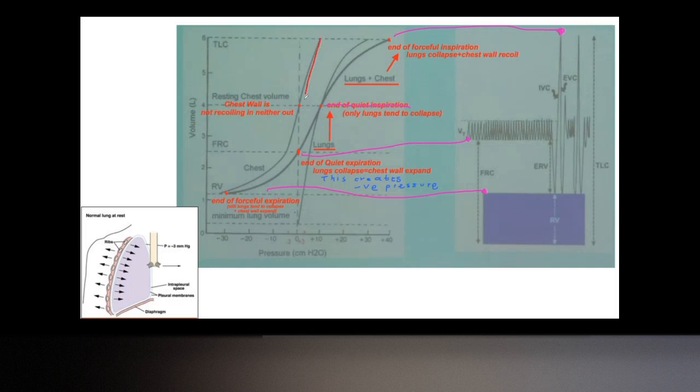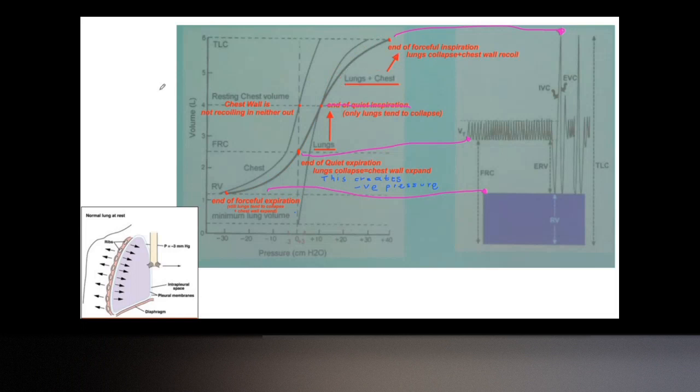So one line is the chest wall. This is the chest wall. And the other line is the lung. So this is the lung. So you have two lines. And then if you put them together, you get this thick line, which is called the combined lung and chest. It's here, lung and chest combined, okay?